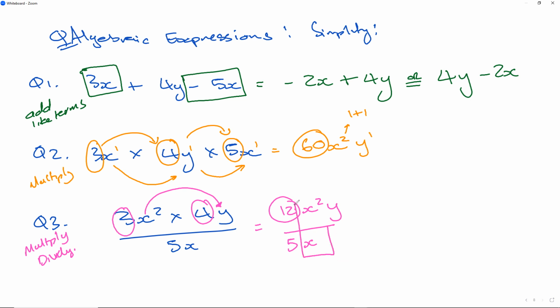And now I can see I've got 2 x's at the top, 1 at the bottom. Here we subtract. Take 2 minus 1, and 2 minus 1 equals 1. So this x will cancel out with one of them, leaving me with 12xy over 5. And that's my final answer. Okay, 12xy divided by 5. All right.